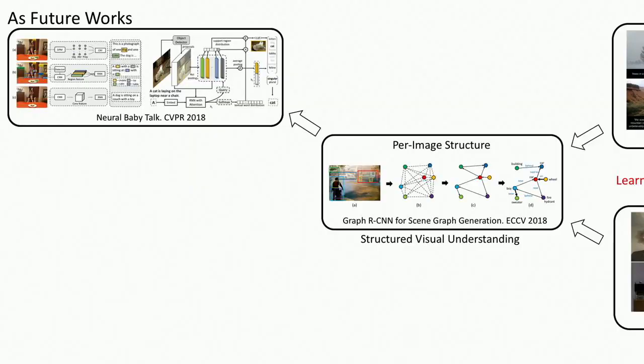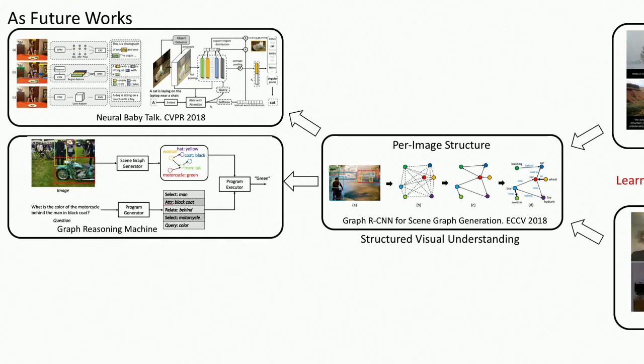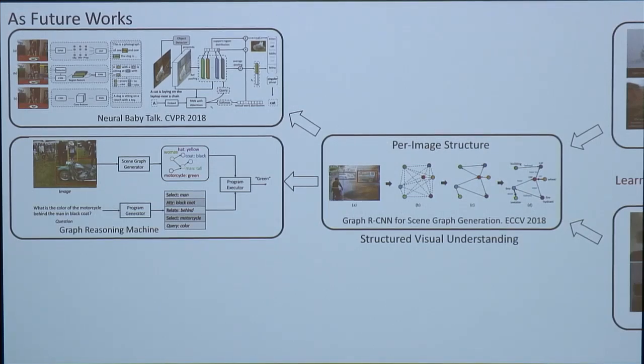So, for example, this is one of our previous works, Neural Baby Talk. We extract the objects and then we compose the description of the image. And another work I'm doing now is called graph reasoning machine. So we extract the scene graph from the image, and then we extract the reasoning programs from the question side, and then we use an executor to get the answer.